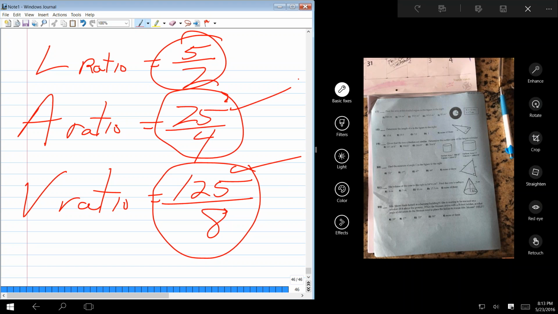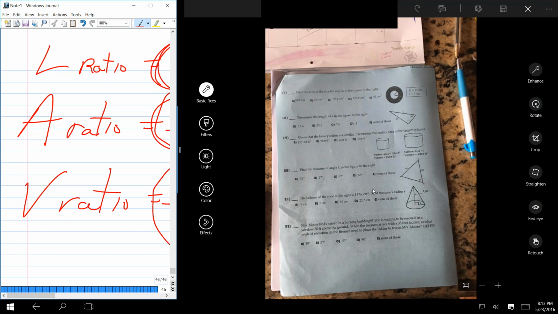If they'd have given you the area ratio and wanted the volume ratio, well, that would have been about as difficult. I'd have had to take the square root to get the linear, and then I would have had to cube that to get the volume. So that's also difficult, but not as difficult as this one probably is.